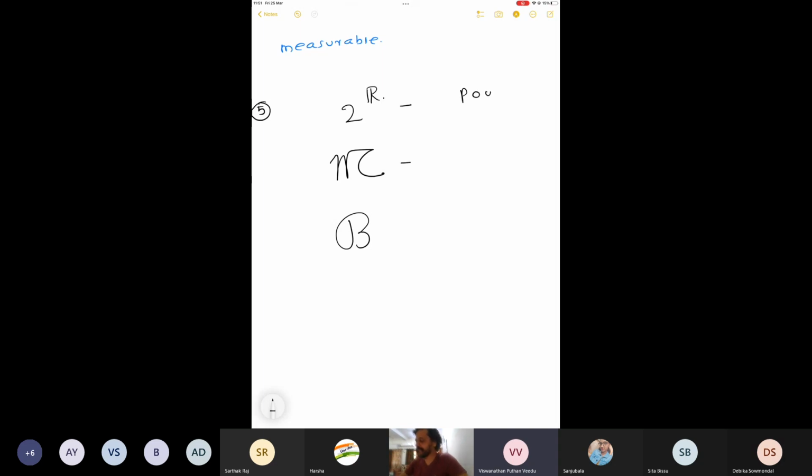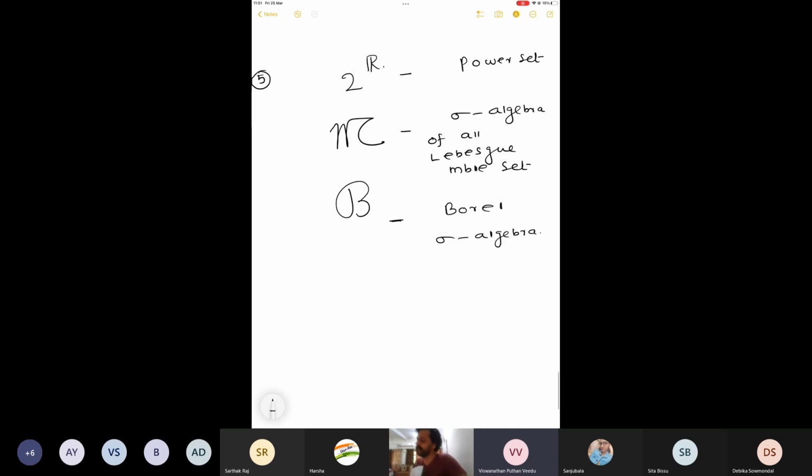This is the power set. This is the sigma algebra of all Lebesgue measurable sets. And this is the Borel sigma algebra, meaning the smallest sigma algebra containing all open sets in a topology. Here, it is the smallest sigma algebra containing all open intervals. And therefore, by the very definition, B is contained in M.